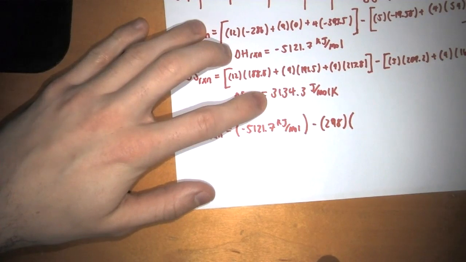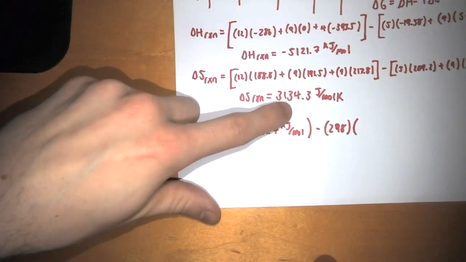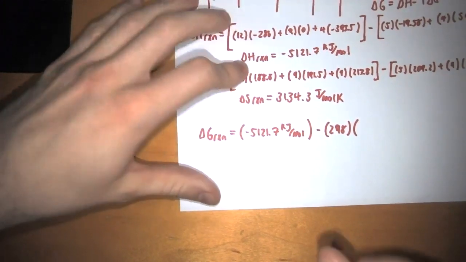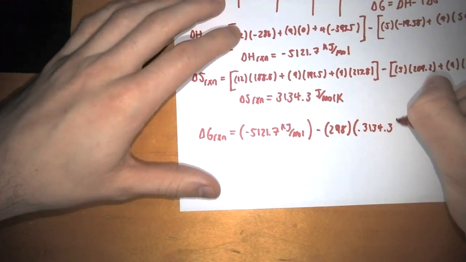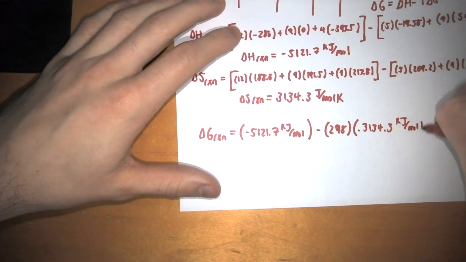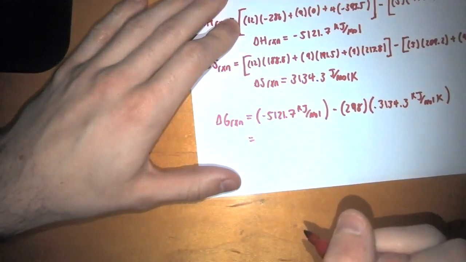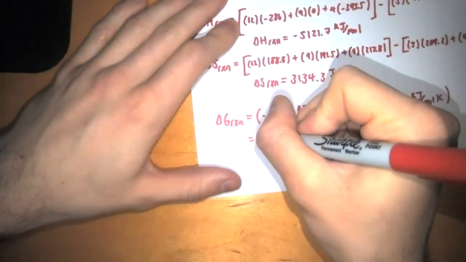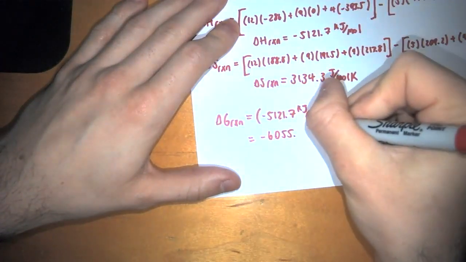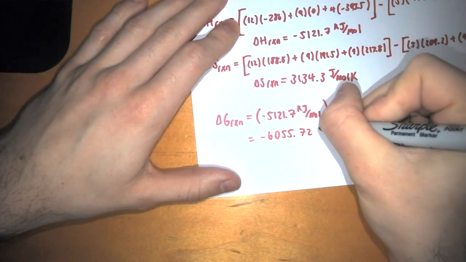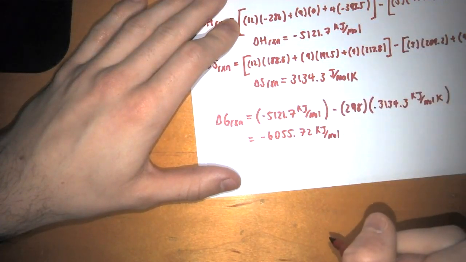Well, I don't want it in joules, right? I want it in kilojoules because my delta H was in kilojoules. So what do I do? I divide this by 1,000. So we'd have 3.1343 kilojoules per mole Kelvin. Now everything is in kilojoules and I'm good to work my reaction out. So delta G of the reaction I got to be around negative 6,055.72 kilojoules per mole.